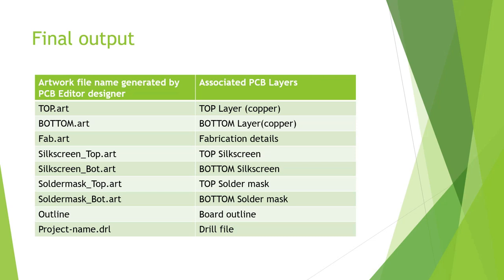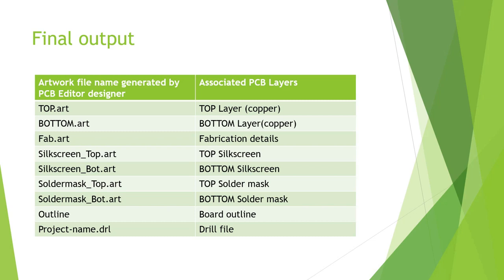Okay, so here we take a look at what the outputs are, or what documents we send to the manufacturer. These are the outputs we create after the layout production. Okay, one is for the top Gerber art, which comes under the RS274 format. It's a top layer, bottom layer, fabrication layer, silk screen top, silk screen bottom, solder mask top, and outline, and the project name .drl.